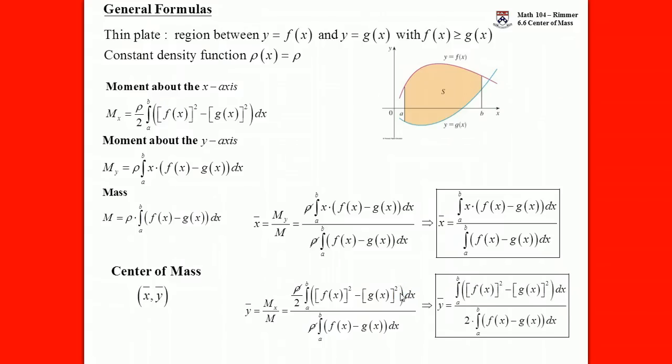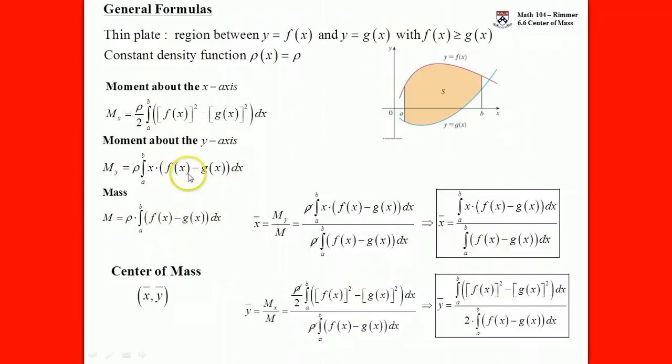So it's really three integrals you need, and then divide them in the right way. x bar is the moment about the y-axis divided by the total mass, and y bar is the moment about the x-axis divided by the total mass. So it amounts to just plugging it in and chugging it into the right formulas, unfortunately. The formulas are very different, but they both have total mass in the denominator.